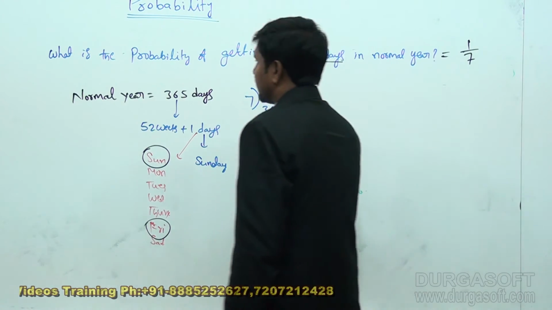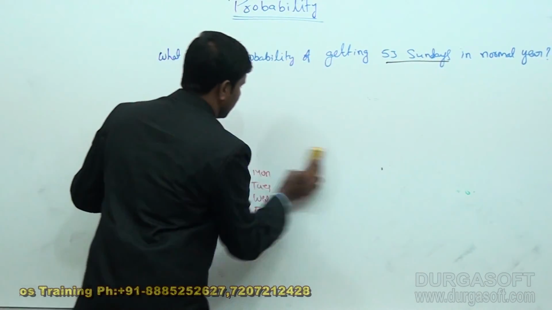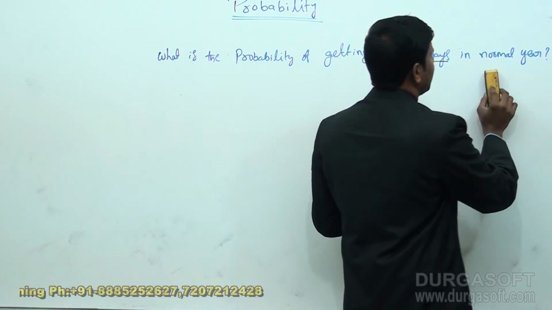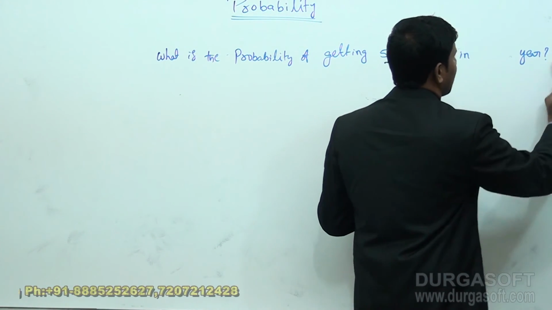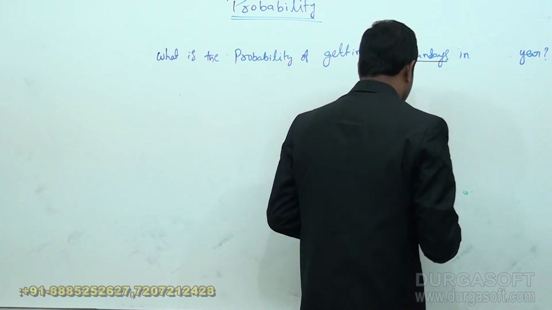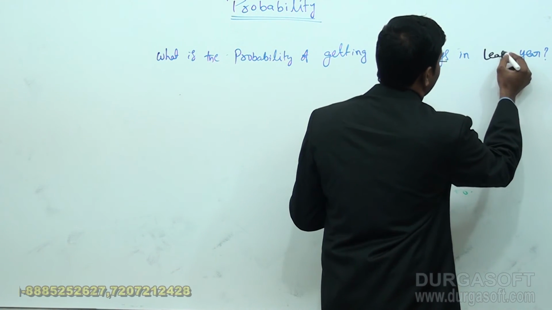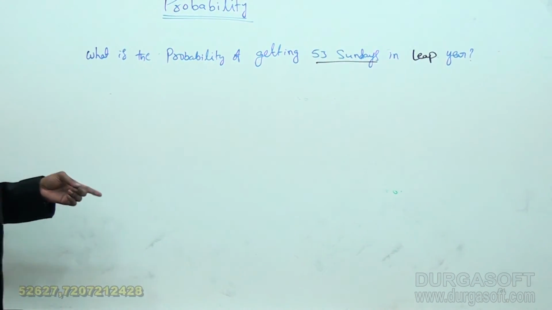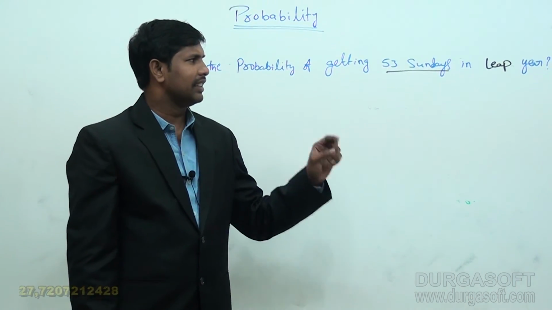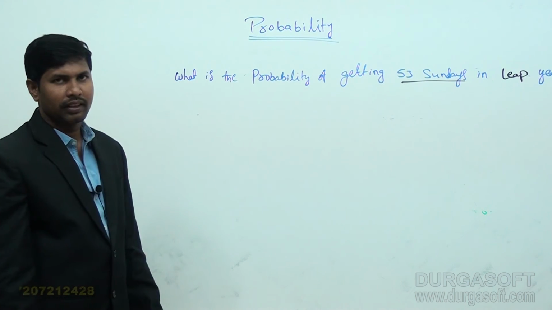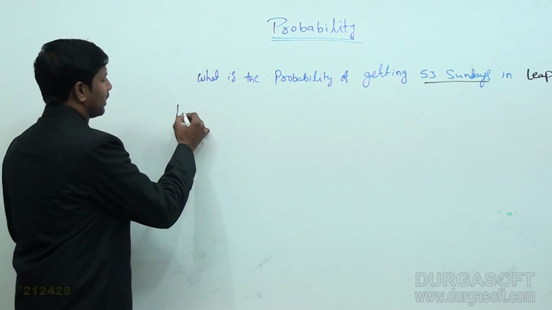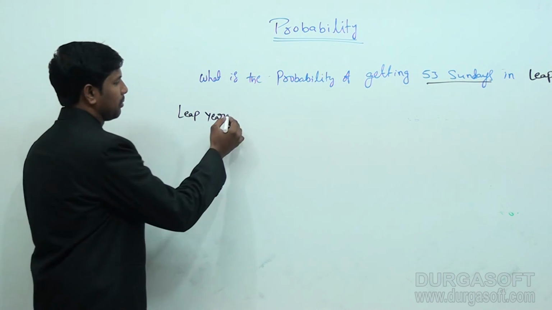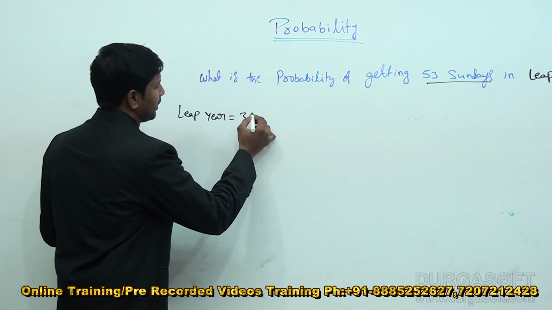Now the same question, but instead of asking 53 Sundays in a normal year, now I may ask in a leap year. Now the question is, what is the probability of getting 53 Sundays in a leap year? Now a leap year is nothing but exactly 366 days.